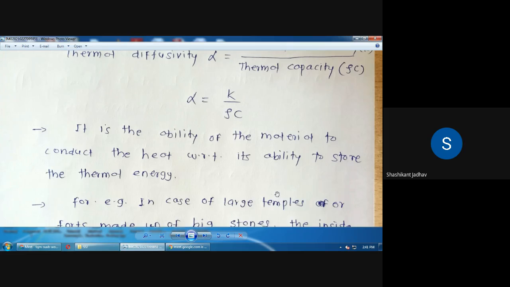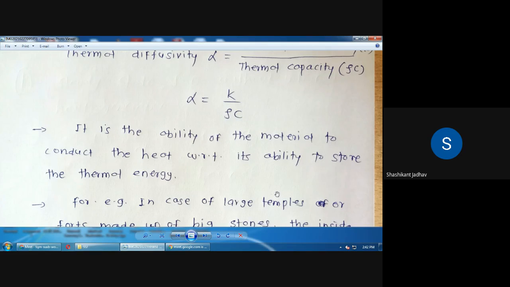So what is the physical significance of thermal diffusivity? What is the meaning of thermal diffusivity? It is the ability of a material to conduct heat with respect to its ability to store thermal energy. That is, how much heat the material can conduct with respect to its ability to store thermal energy. If you want the relation between these two, you have to understand the concept of thermal diffusivity.